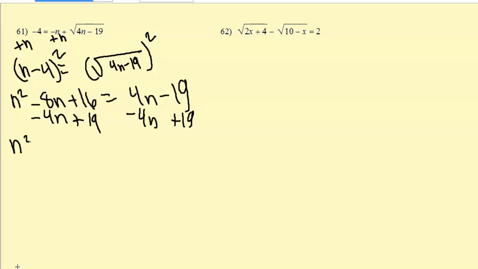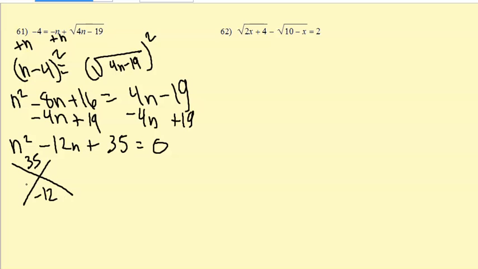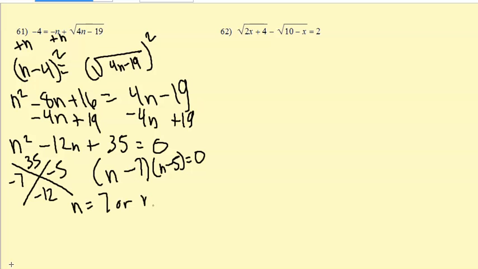So we get n squared minus 12n plus 35 equals 0. We can factor this. A times c is 35 and b is negative 12. The two numbers that would add up to negative 12 and multiply to 35 would be negative 7 and negative 5. So then we can write this as n minus 7 times n minus 5 equals 0. So that means your two possible solutions are n equals 7 or n equals 5.